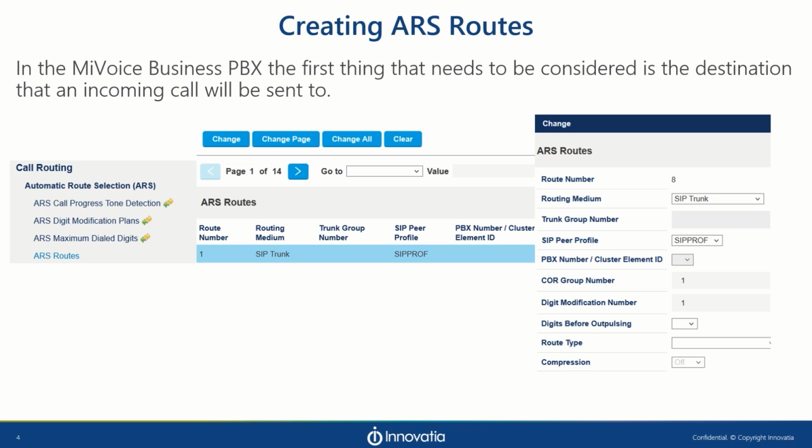And again, that's simply telling the MiVoice Business System what the particular protocol is going to be on this destination. In this case, it will be SIP.